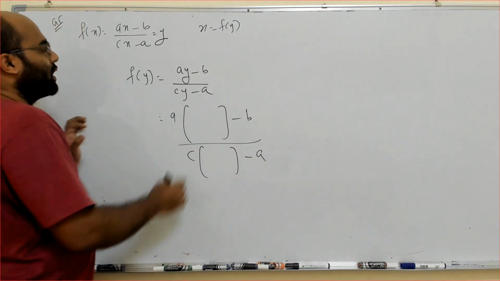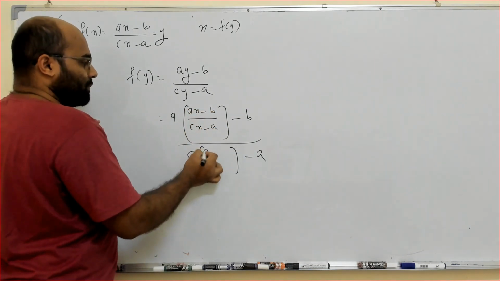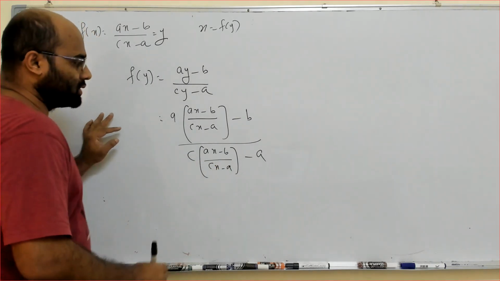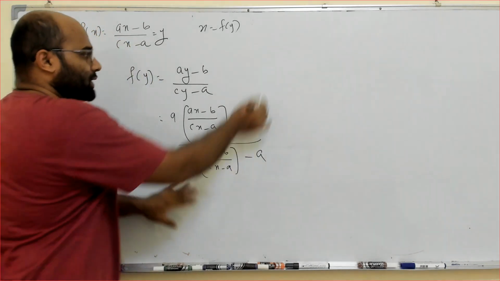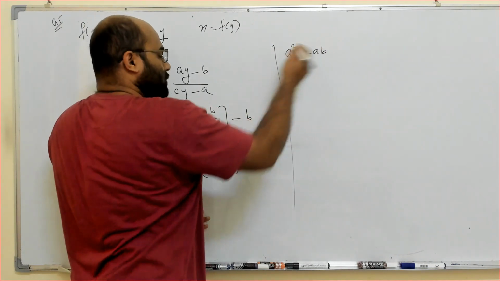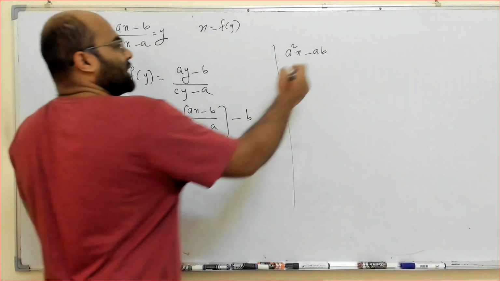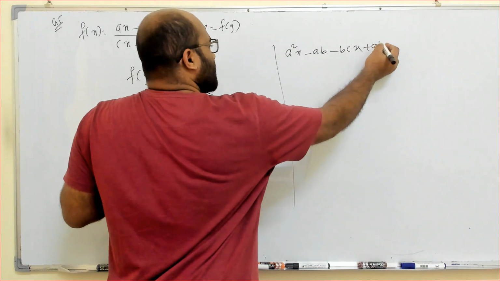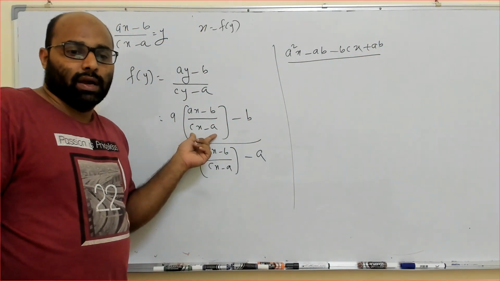What is y? y is ax minus b by cx minus a. Take LCM, the same procedure. So what will be a square x right here. So a square x minus ab. Those who know can try, no need to wait for this completion. Minus bcx, minus b into minus a, plus ab, divided by what? cx minus a.